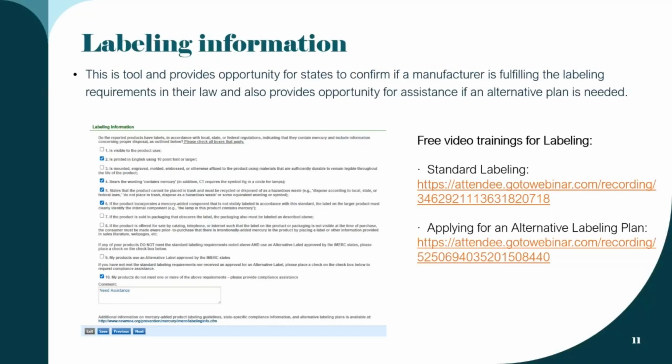If you want to check out the labeling videos for the manufacturers, there's a link on the right. One is for standard labeling and the other one is for how to apply for an alternative if you can't meet standard labeling. Click Save and Next for the next screen.